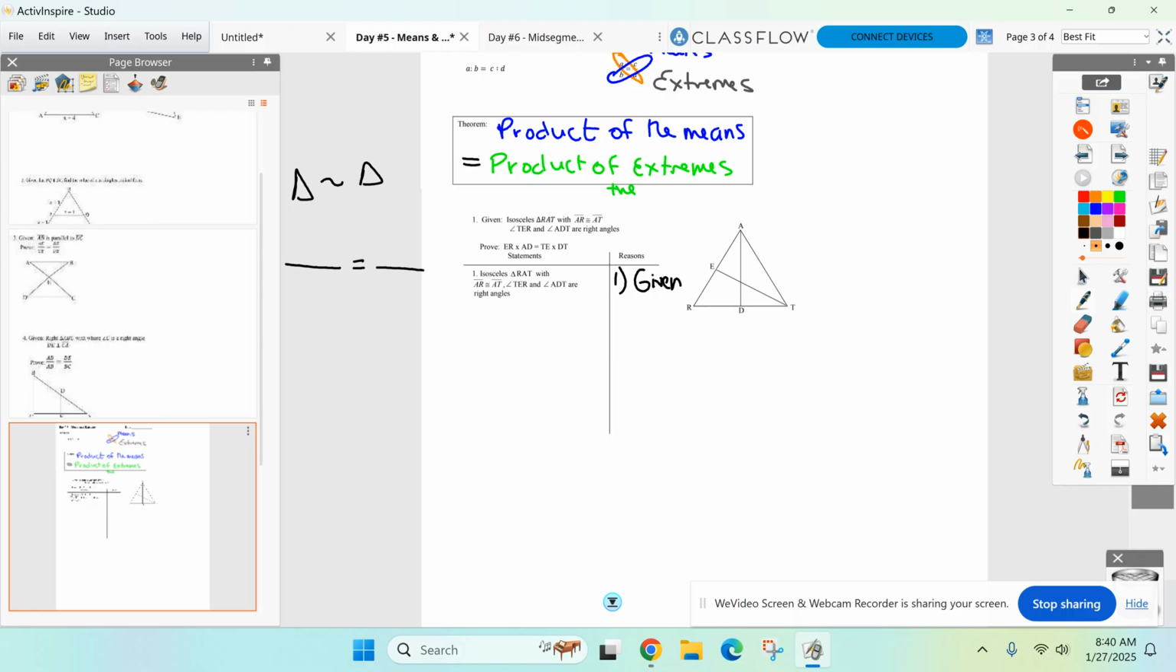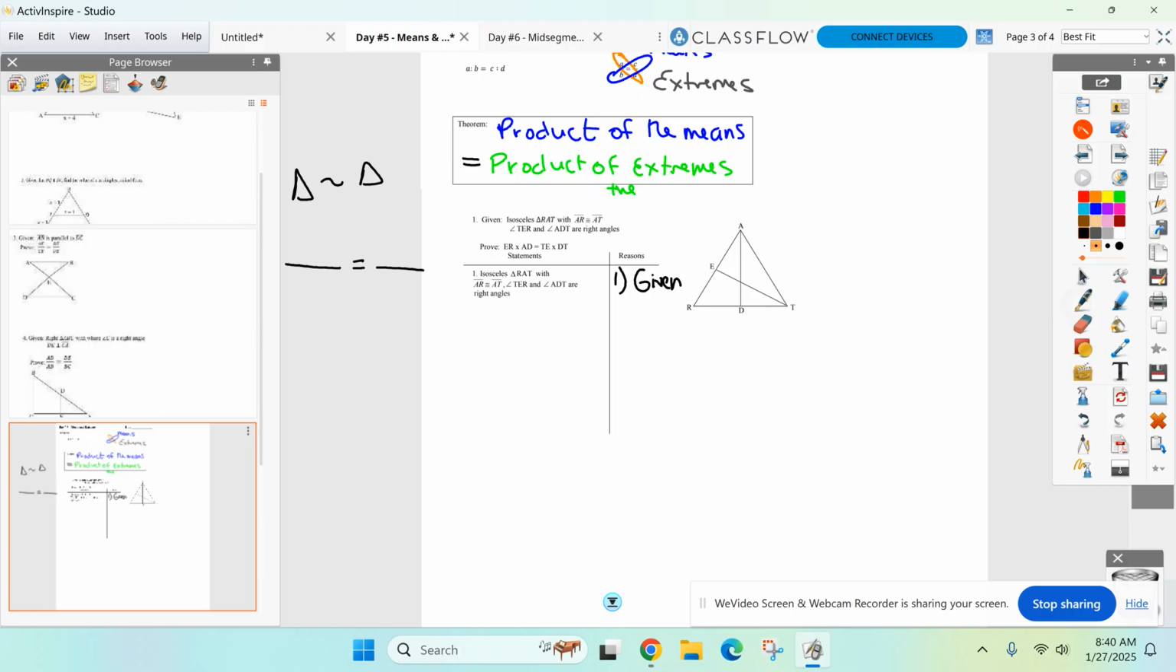And I don't know about you guys, I'm not even going to try to count how many triangles are in that diagram. So which two need to be similar, right? Which two? I'm just not going to pick and pray. How can I tell which triangles need to be similar? Look at your proof statement.